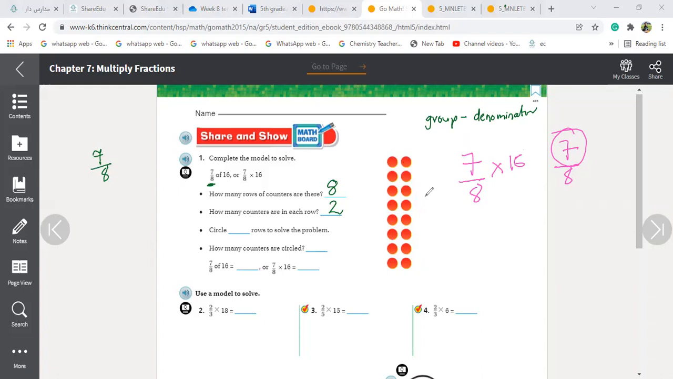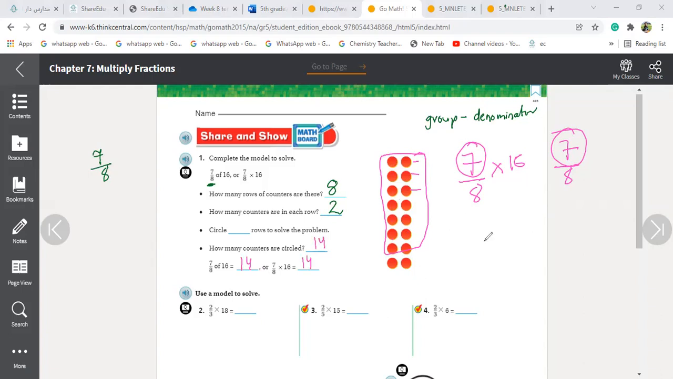Each group has 2. But they said 7 out of 8. That means I will circle 7 groups. How many counters are there inside 7 groups? You need to count all and tell me. 1, 2, 3, 4, 5, 6, 7, 8, 9, 10, 11, 12, 13, 14. So your answer is 14.